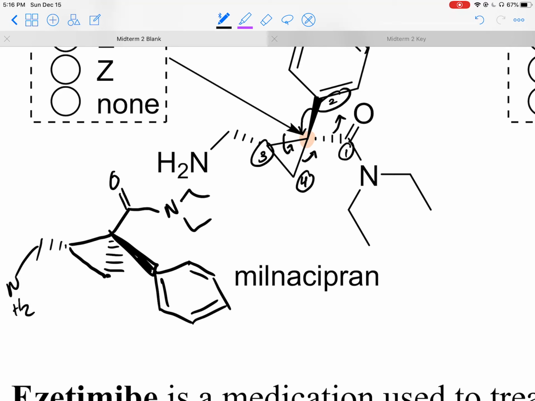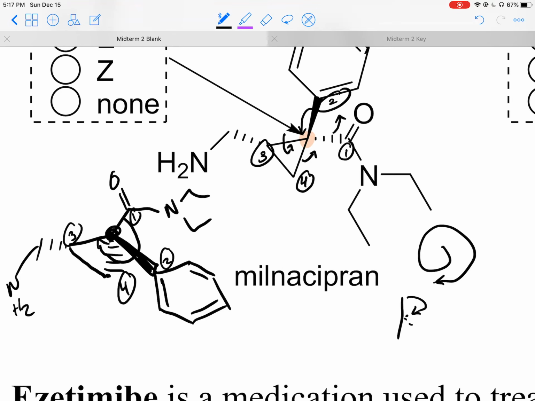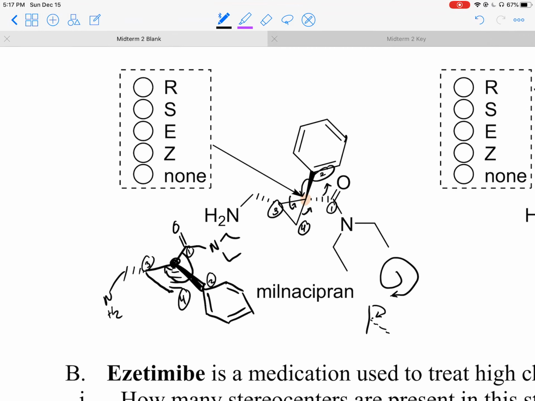Okay, so this is our stereocenter right here. This is our 2nd priority, 1st priority, 4th priority, and 3rd priority. So as you can see, when you draw an arrow from 1 to 2 to 3, this is the curve of R. So that's why the stereocenter is R. Okay, that was probably a bit confusing.